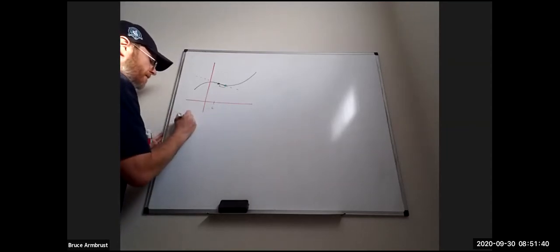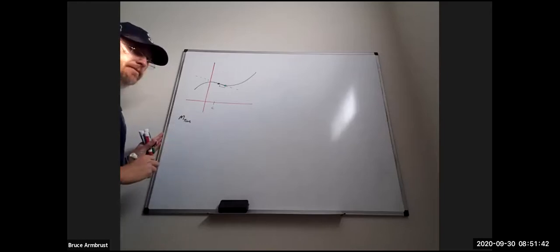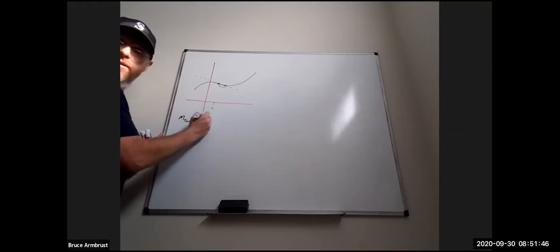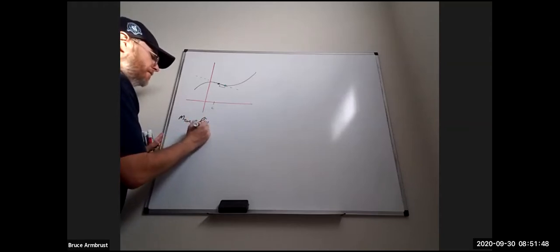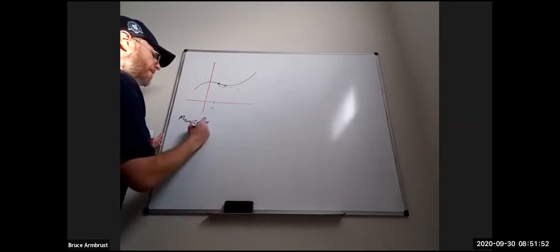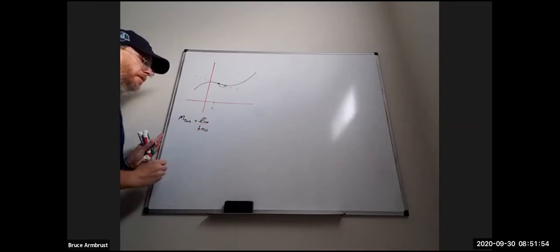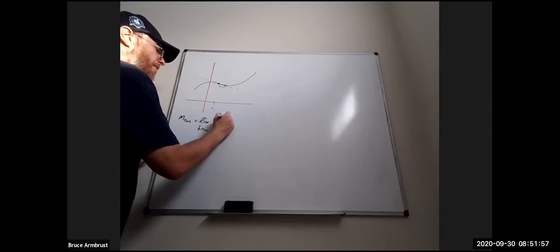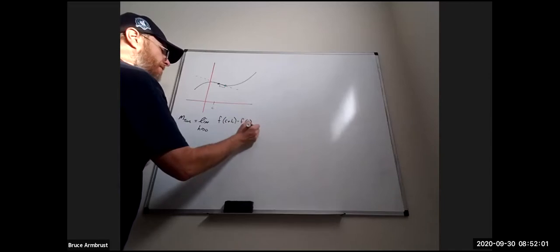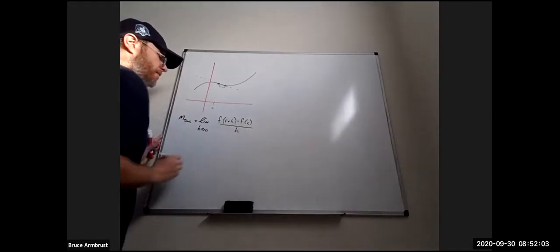Okay, so I'm going to write this m tan, so slope of the tangent line. We saw that that was a limit, and there were 2 of them. So we'll do the first one. The limit as h goes to 0 of f of c plus h minus f of c over h.